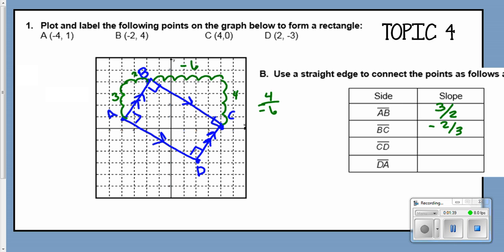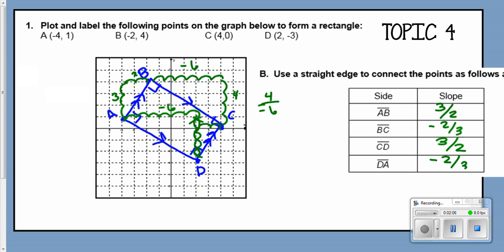Okay? CD, I'm going to rise from my D here. 1, 2, 3, 4. No, not 4. I went too far. I was looking at my other one. 1, 2, 3, right? So forget this part. And then over 1, 2. So 3 halves again. Sorry about that. DA, this one is 1, 2, 3, 4. That's where that came from. And then over 1, 2, 3, 4, 5, 6, to the left. So again, negative 4 over 6, which is negative 2/3.